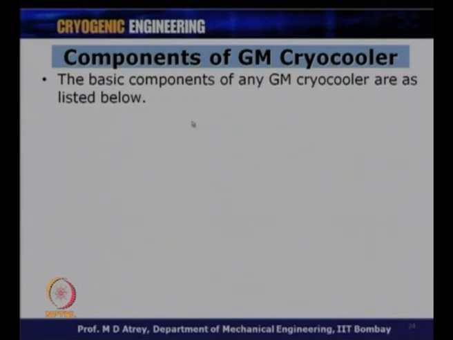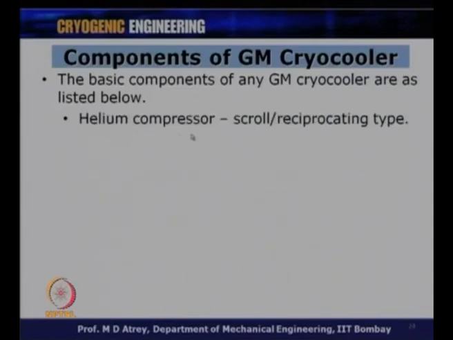The basic components of any GM cryocooler are as listed below. It has a helium compressor. The working fluid is normally helium, and therefore it will have a helium compressor, which could be a scroll type, a screw type, or a reciprocating type. Normally, it is a scroll type machine. Then we have a flex line, which is what we call a flexible line. It's a short form given as flex lines, and we have an HP line and an LP line.